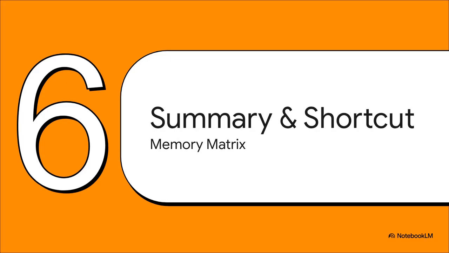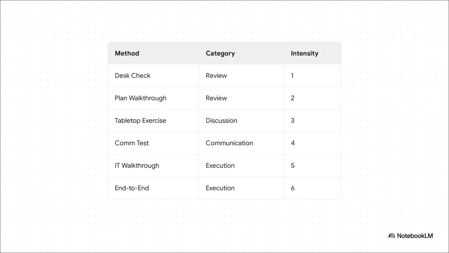Almost done. Section 6, Summary and Memory Shortcut. I want you to take a mental screenshot of this matrix right here. Lock it in, because this is your ultimate exam shortcut. By tying each of the 6 methods to its specific category, review, discussion, communication, or execution, and assigning it an intensity level from 1 to 6, you can instantly eliminate wrong answers. If a question asks for an execution-based test, you immediately know to look for an IT environment walkthrough or end-to-end testing, and you can just toss the rest out.